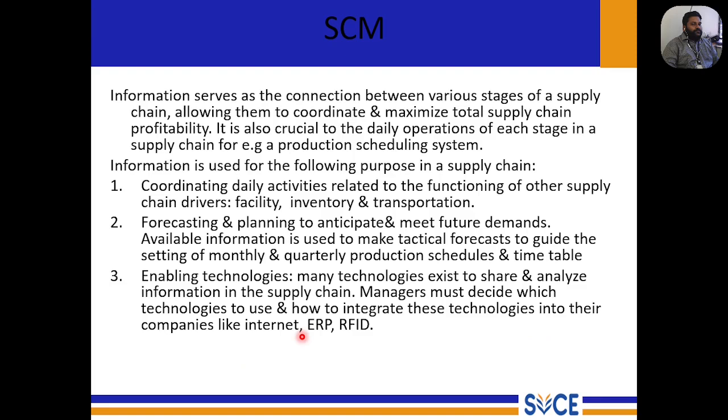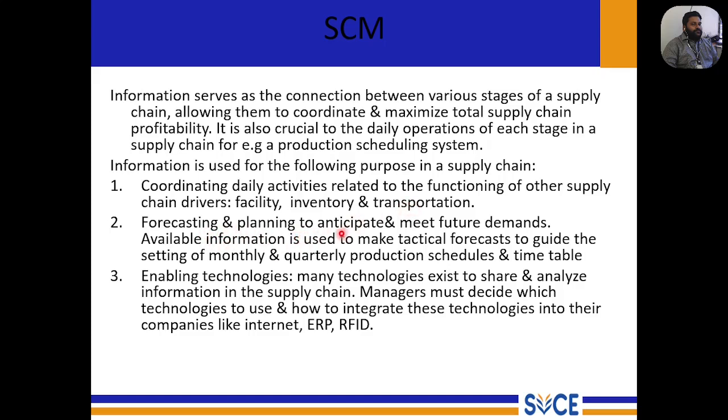It serves as a connection between various stages of a supply chain, allowing them to coordinate and maximize total supply chain profitability. It is also crucial to the daily operations of each stage. For example, production scheduling is one of the common things done on a daily basis. Information is used for the following purposes. First, coordinating daily activities related to the function of other supply chain drivers such as facility, inventory, and transportation.